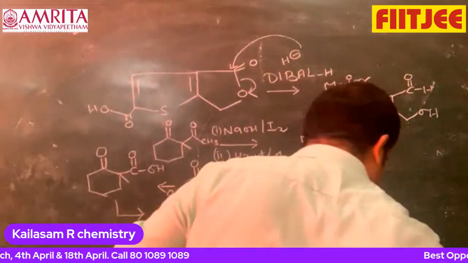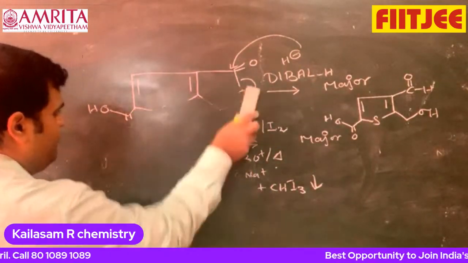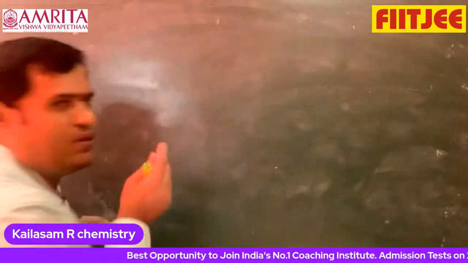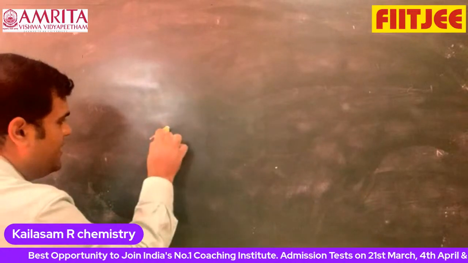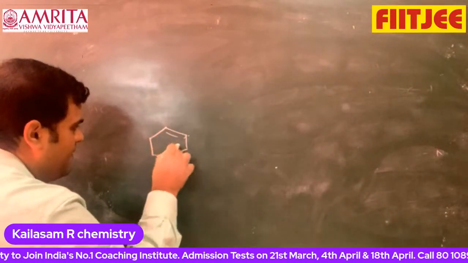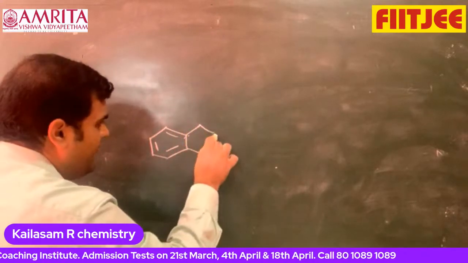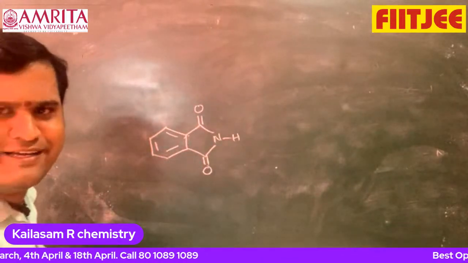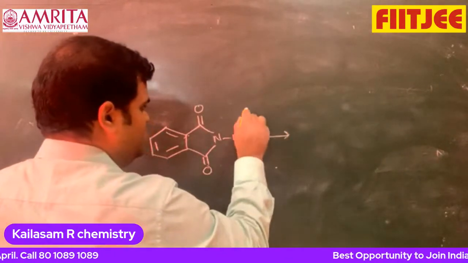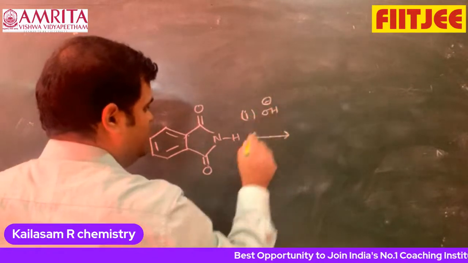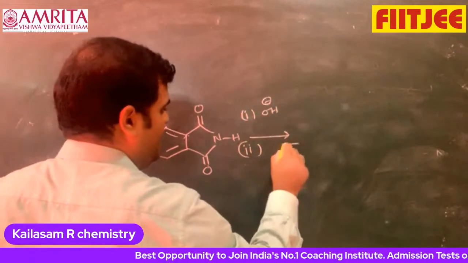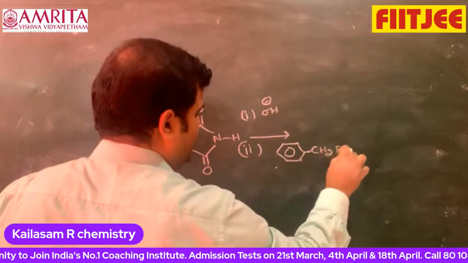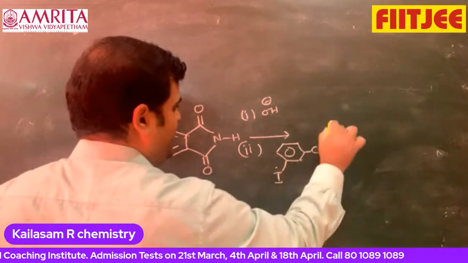Now look at that next one. Look at this next one. I'm taking NH double bond O. You know that it's called an amide. This is 1. I'm using OH minus. The second will be CH2Br. Find the major product.